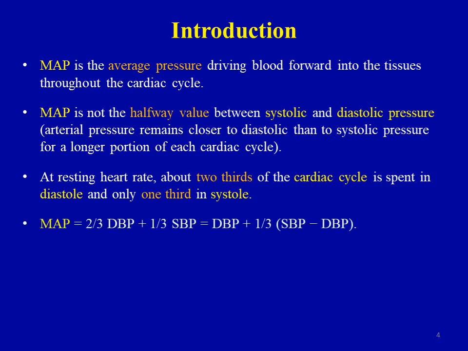Therefore, the equation for the mean arterial pressure is we add 2/3 of diastolic blood pressure to 1/3 of systolic blood pressure. And if we just rearrange things, we come to this commonly used equation, which is diastolic blood pressure plus 1/3 of the pulse pressure. Pulse pressure is the difference between systolic blood pressure and diastolic blood pressure. For example, if the systolic is 120 and diastolic is 80, the pulse pressure here is 40 millimeter mercury.